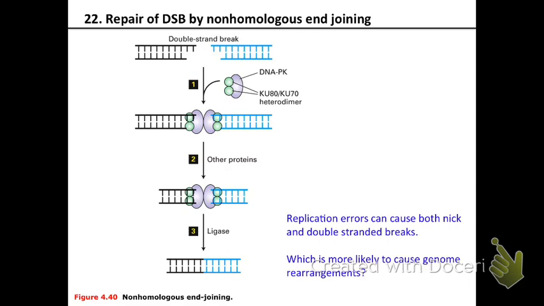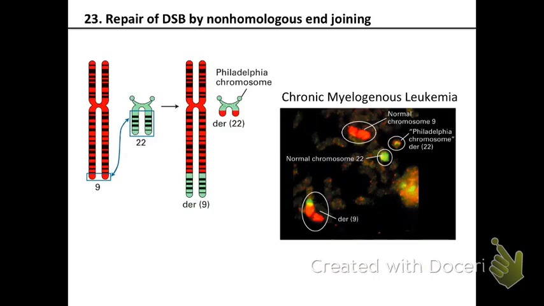And we know that this can occur because you can actually see it in the karyotype of some people with chromosome translocation problems. We call these translocations because some part of the chromosome is translocated to another chromosome. All right, so an example of this is the Philadelphia chromosome, which is associated with chronic myelogenous leukemia.